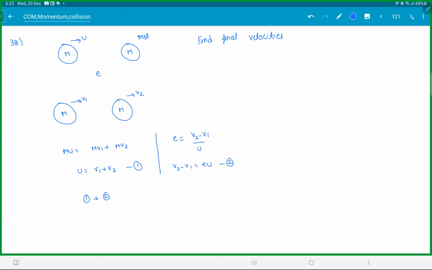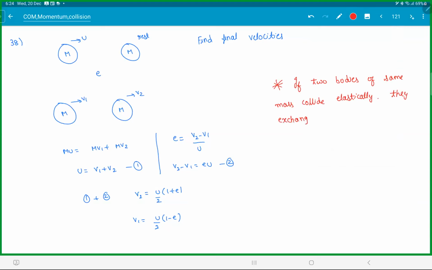You add equation 1 plus 2. V1 gets cancelled. You end up with V2 is equal to u into (1 plus e) by 2. V1 will be u by 2 into (1 minus e). Yeah. So here we get a good result. If two bodies of same mass collide elastically, they exchange velocities. Now here this is important.